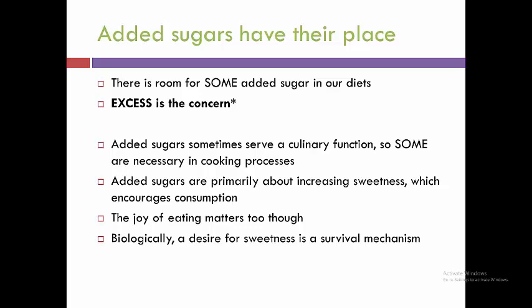Added sugars are important from a culinary standpoint. Scientifically, from a nutrition science or a food science perspective, they're necessary in many cooking processes. For example, bread will not brown and form a crust without the presence of some added sugar. Added sugars are primarily about increasing sweetness. We do want that to increase palatability of some foods.